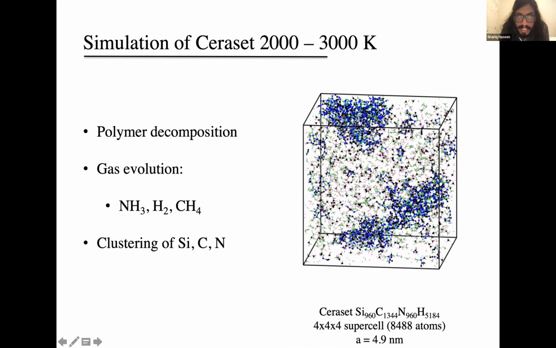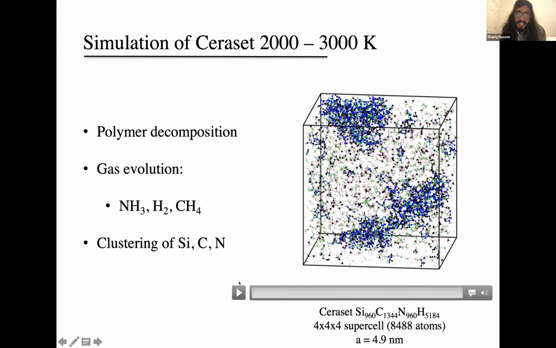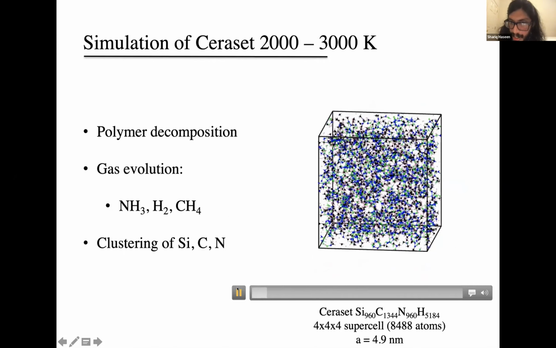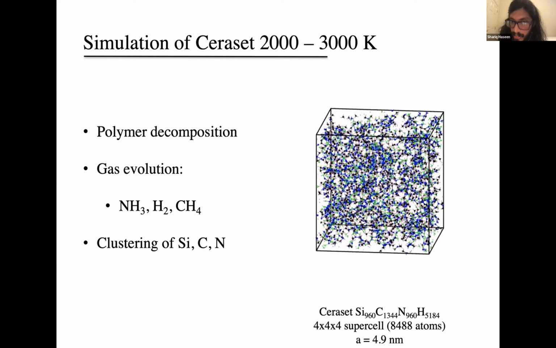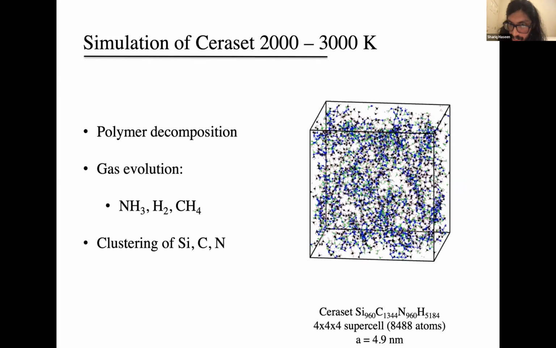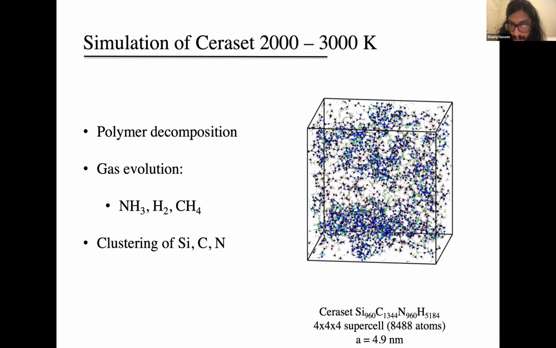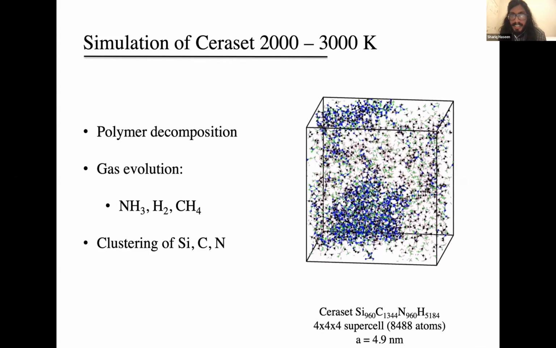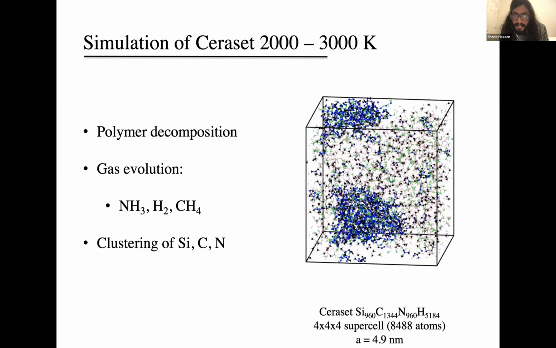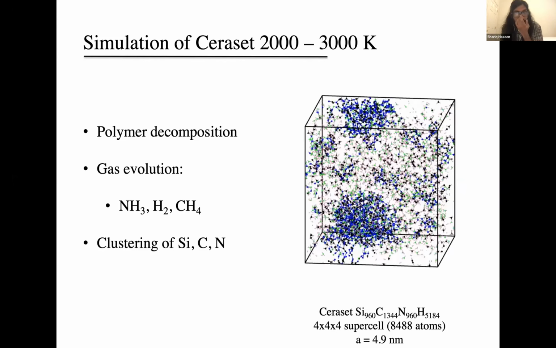And the gaseous species that are formed are going to be predominantly ammonia. This is problematic, and I'll explain why throughout the course of the talk, but also hydrogen and methane, which is more of what you would expect. But again, a lot of ammonia. Here we go, let me play it again. So yeah, here we see again the decomposition of the polymer strands, the formation of the gaseous species. You'll see the little green and black balls flying around with their little attached hydrogen. And then again, the clustering of the silicon, carbon, and nitrogen.